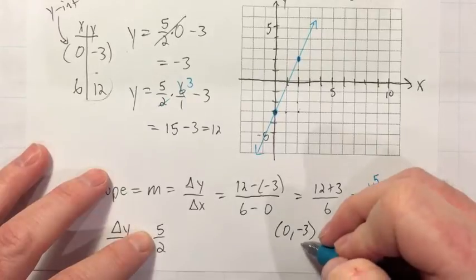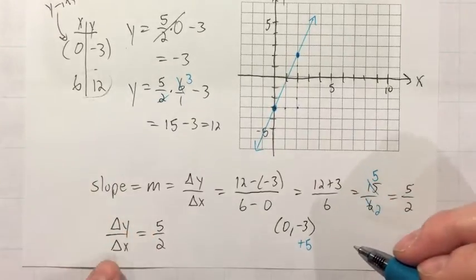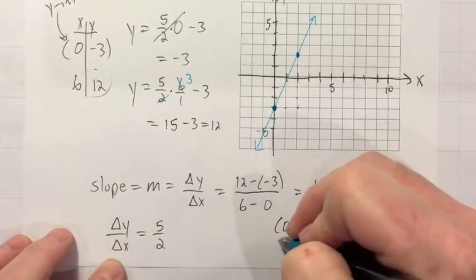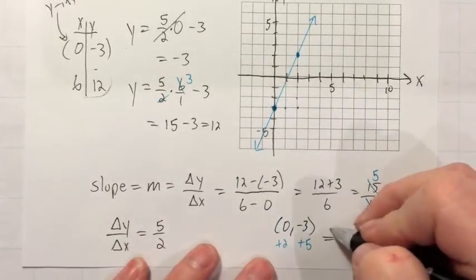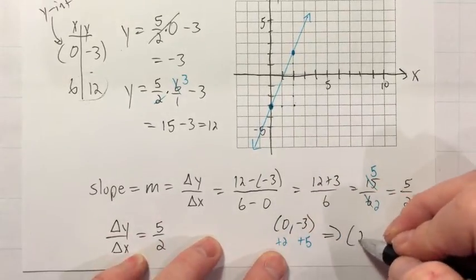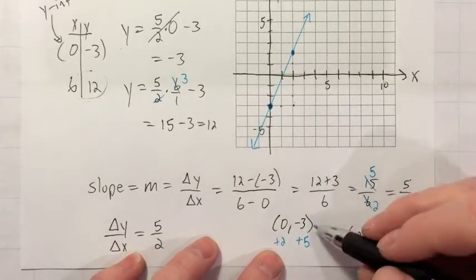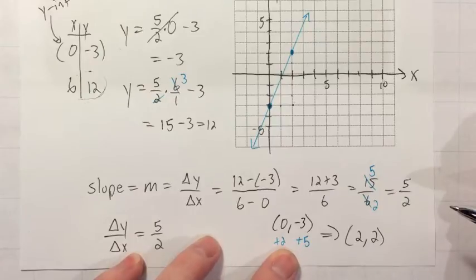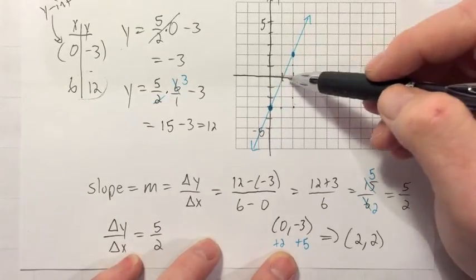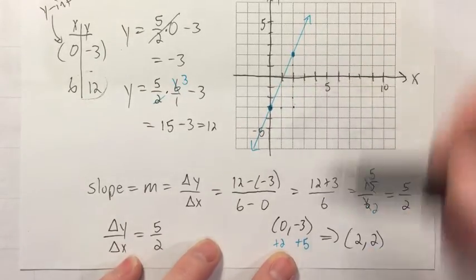The change in y is 5, so add 5 to the y-coordinate. The change in x is 2, so add 2 to the x-coordinate. And what would the new point be if you did that? 0 plus 2, let's see if I can do the math better this time, is 2, and negative 3 plus 5 is 2. So that should have been where we ended up when we counted squares, over 2, up 2.